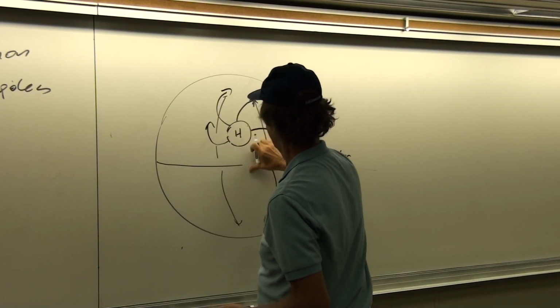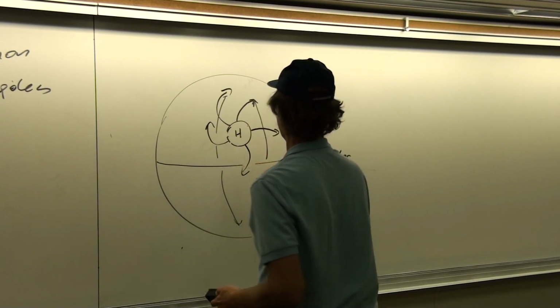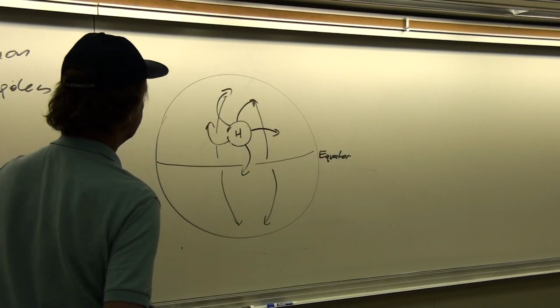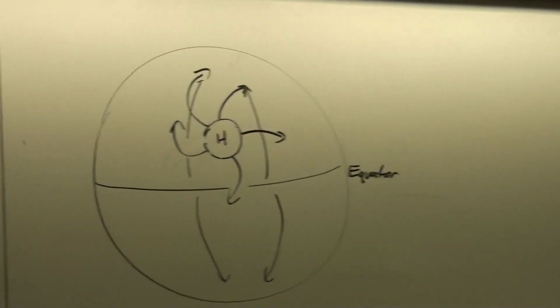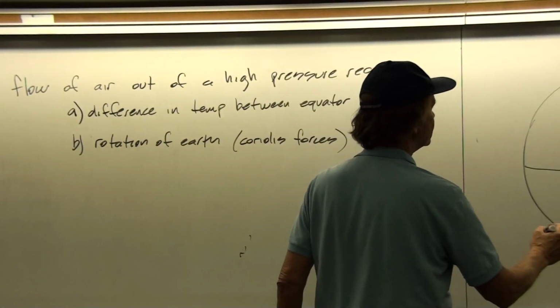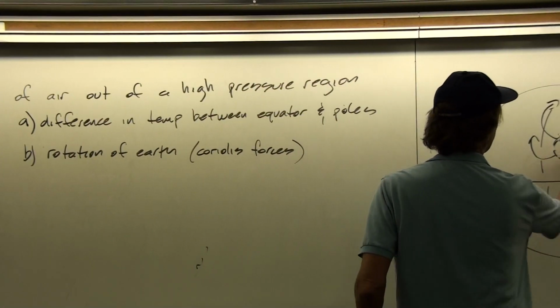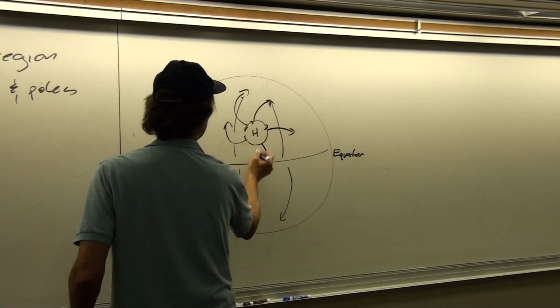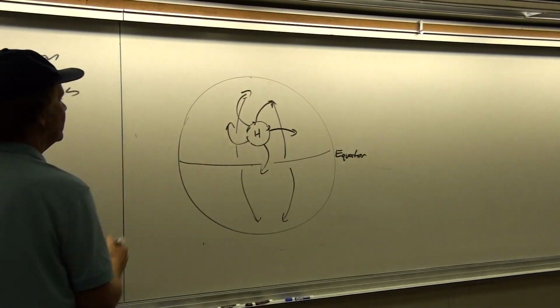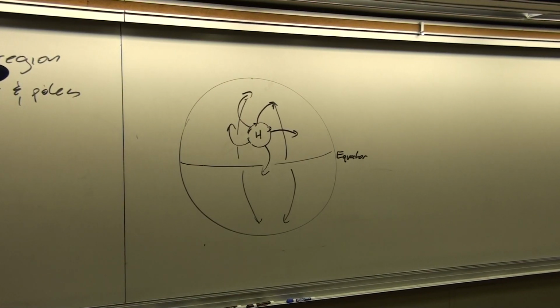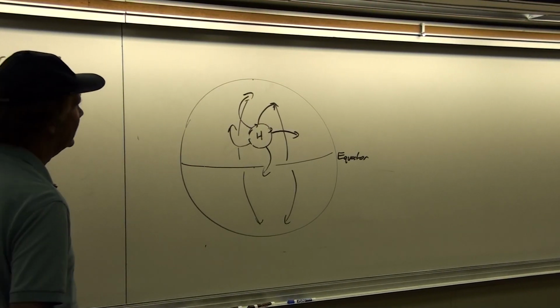This way. And that way. There we go. Okay, so now we've got it right. This is a combination then of both the difference in temperature between the equator and the poles, and the rotation of the Earth in the northern hemisphere. Okay, so why is this the case?